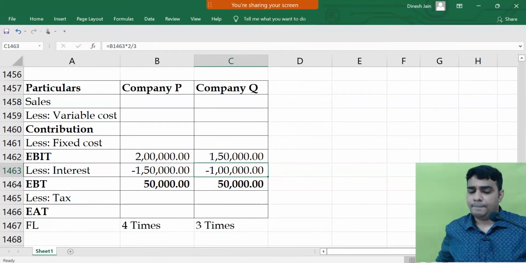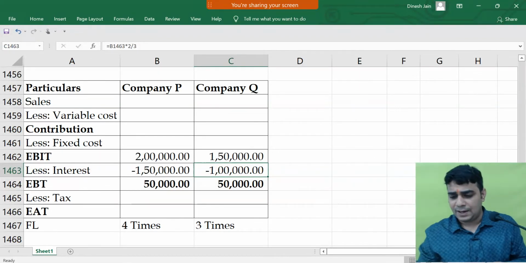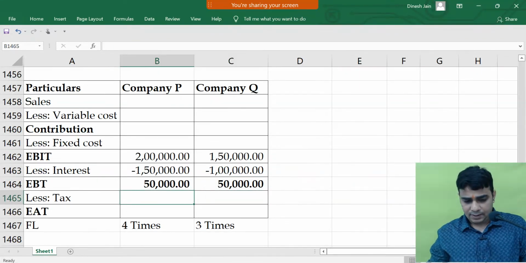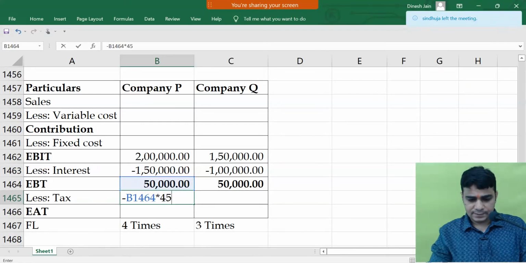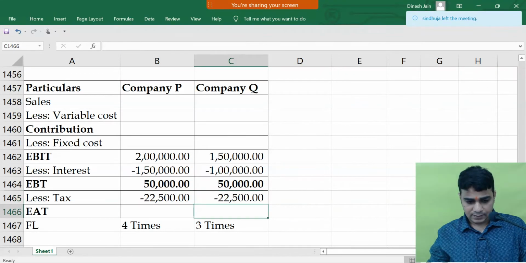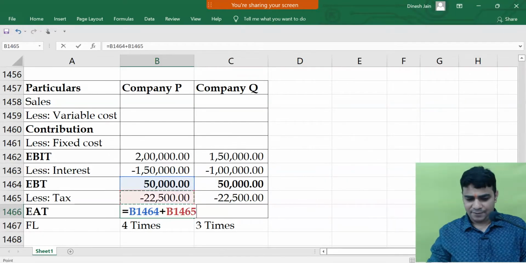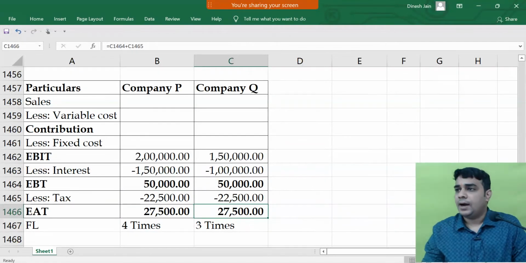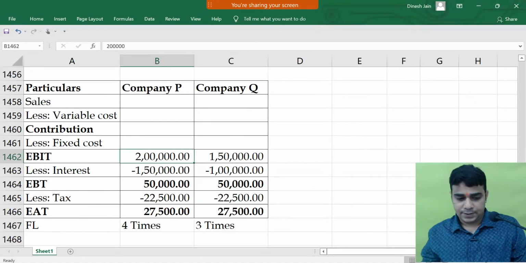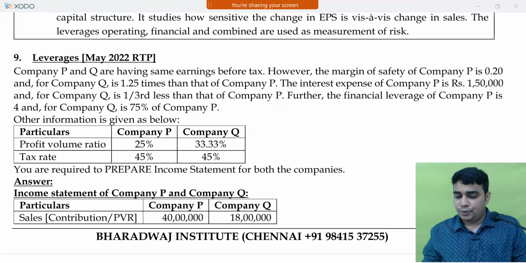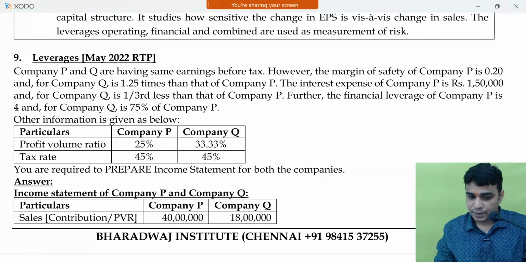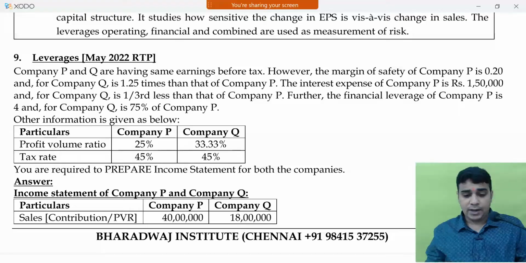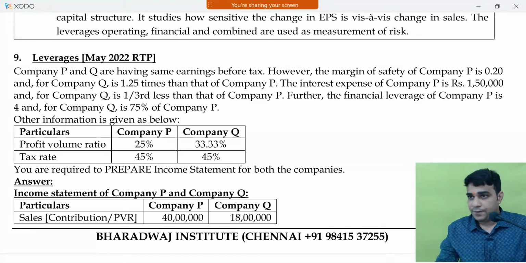Okay. Beyond this is where the difficult part of the question comes in. Tax rate is 45%. EAT, all this is perfectly fine. I don't have any problem with this part of the calculation. I don't know the contribution because the question has not given me the information on contribution. I also don't have information on fixed cost.